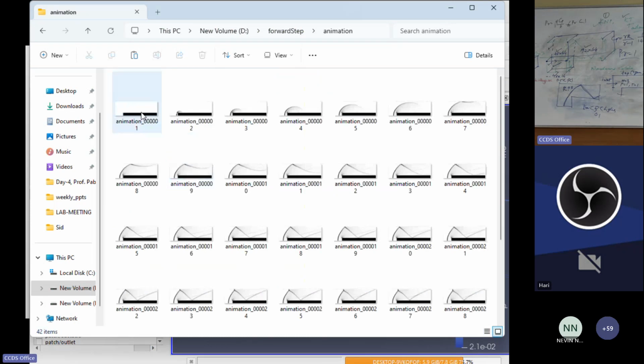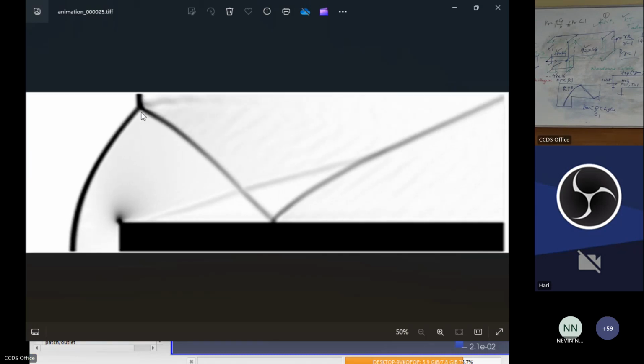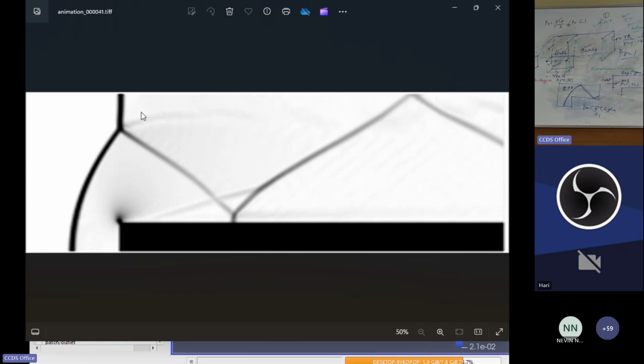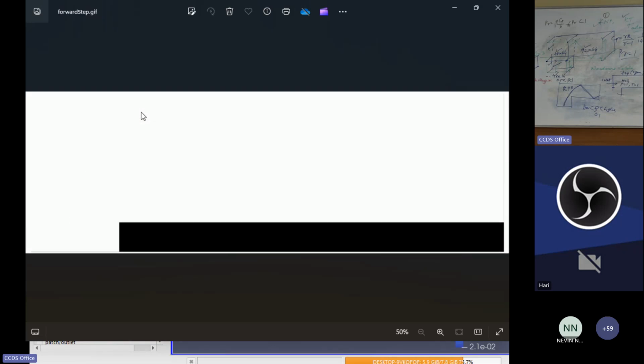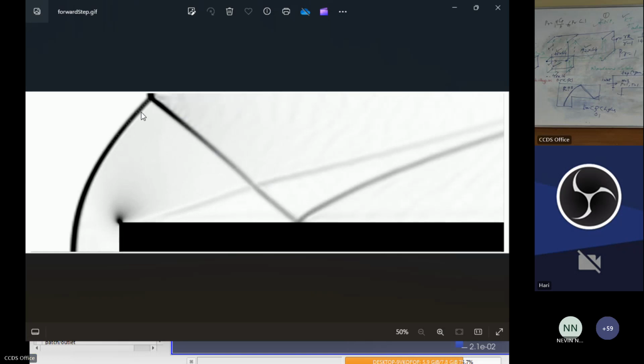Again, you can make an animation out of it if you want. So this is how typically a flow will evolve with time, right? This is an unsteady solver. You can make movies, animations of the solution. This has been generated using Tecplot. I have not used ParaView. So it is up to you how you do it.